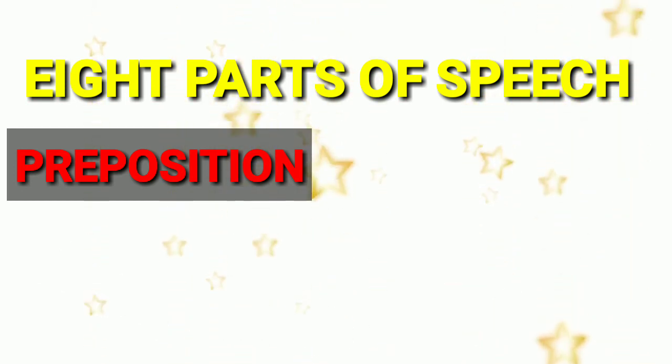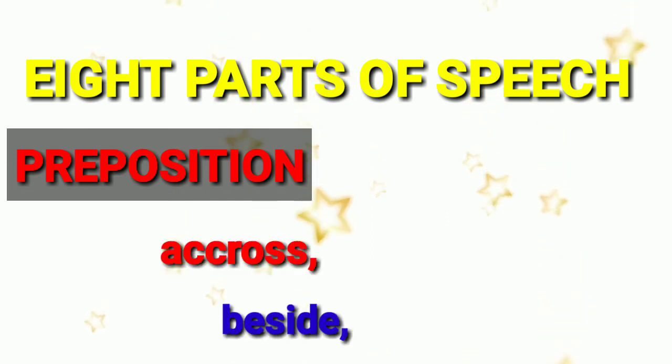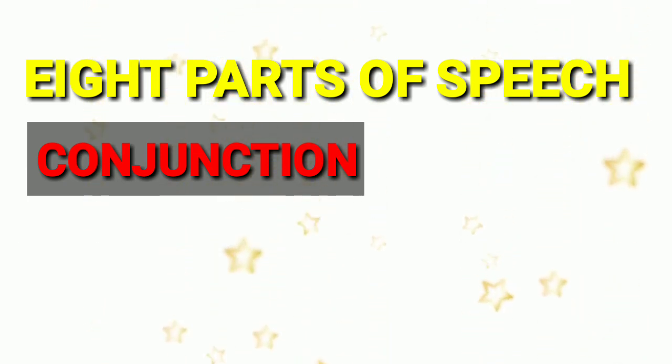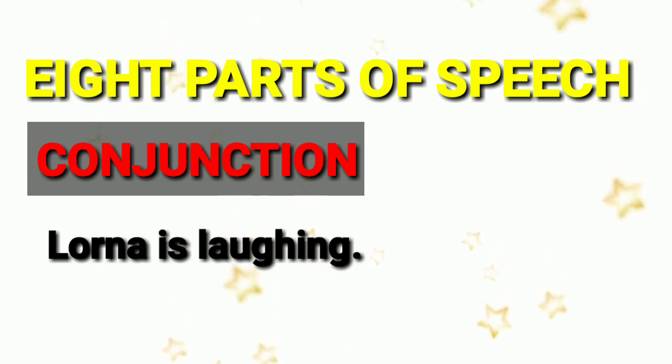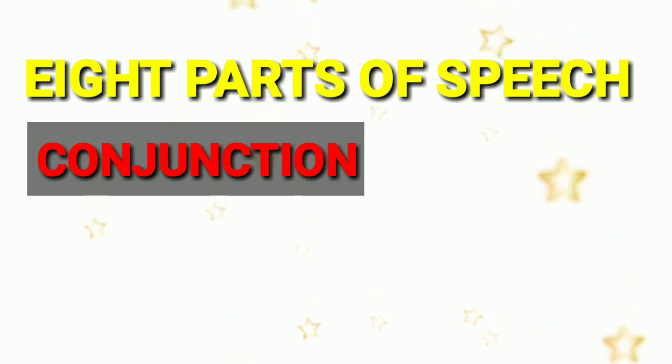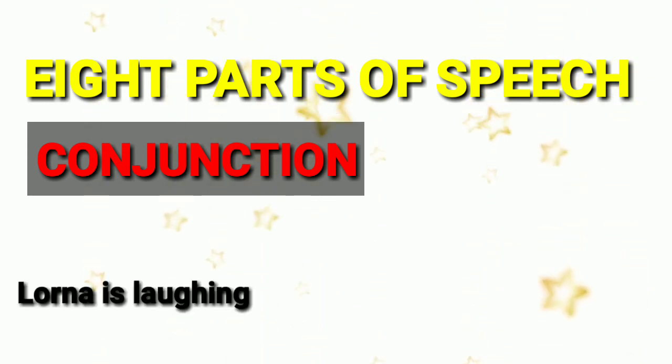Let us now discuss the seventh part of speech, which is conjunction. It is a word that connects sentences, phrases, or clauses. Take a look at the given example. Lorna is laughing. Her brother is crying. These are two examples of complete sentences. We will use conjunction to connect these sentences to make it as one sentence.